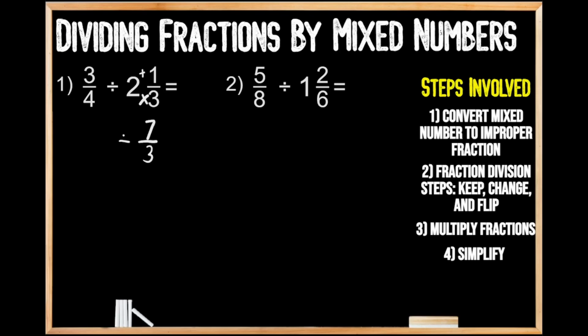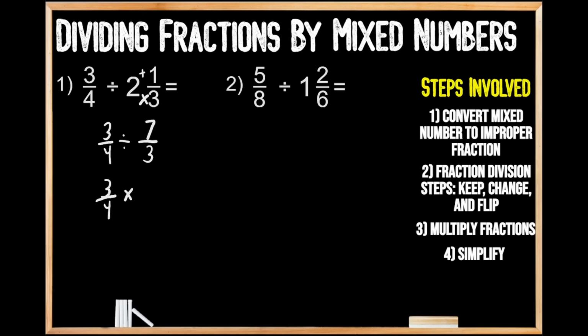Now we're going to write out the rest of this division problem so we don't get confused when we move on to step number 2, where we're going to work through the fraction division steps in order to divide these fractions. Those steps are keep, change, and flip. For the keep step, we're going to keep our first fraction the same. 3/4 is going to remain 3/4. But then we're going to change the operation. So instead of dividing, we're now going to be multiplying.